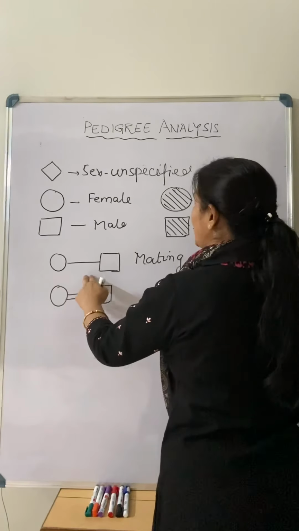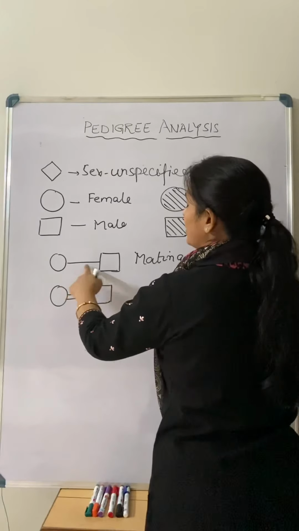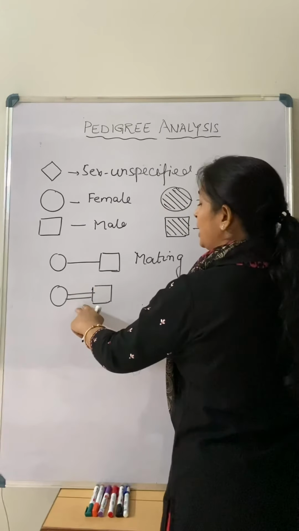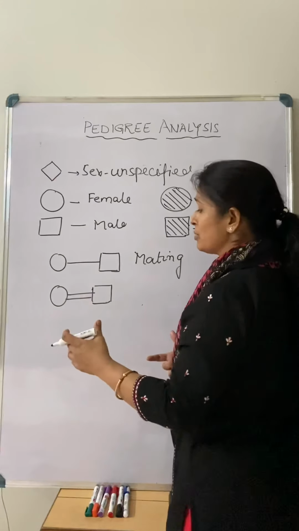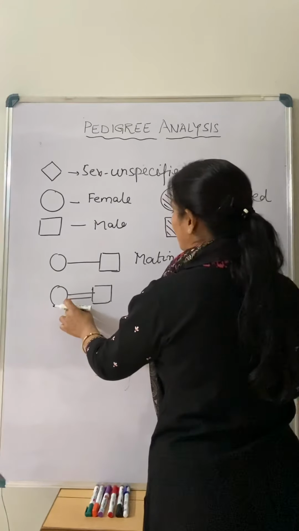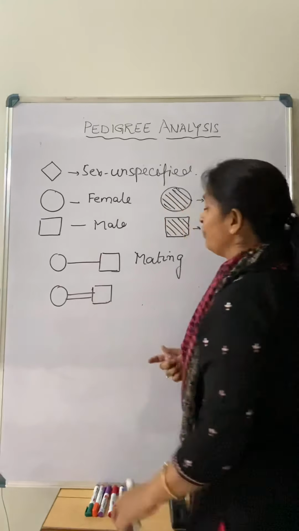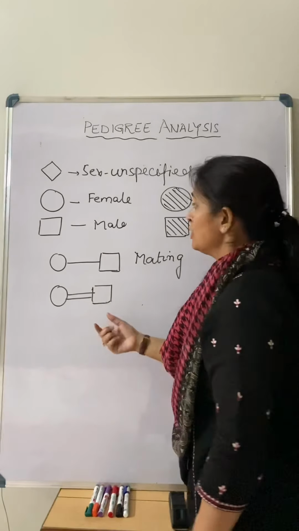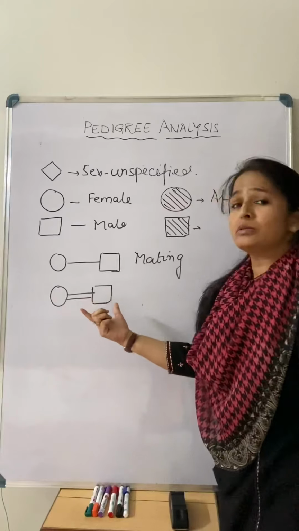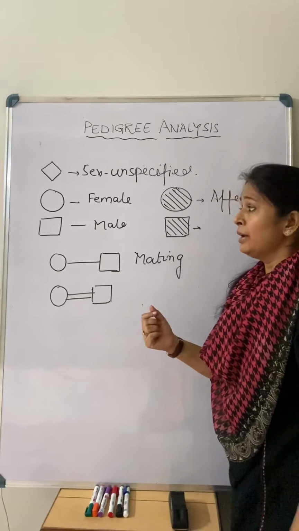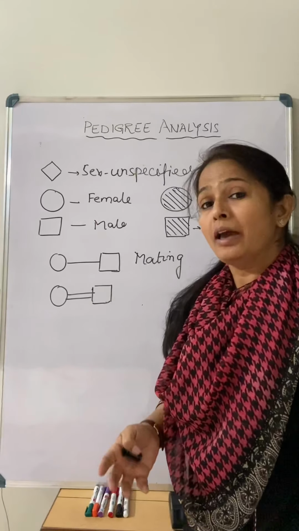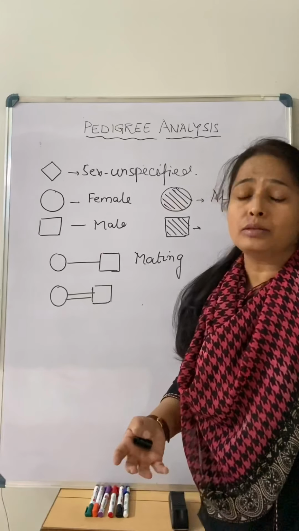When there is a mating between the male and female, we draw it like this. When there is a mating between close relatives, such as cousins or some very close relation, between the male and female, we draw it with two lines. So this is all about the normal healthy person, right?